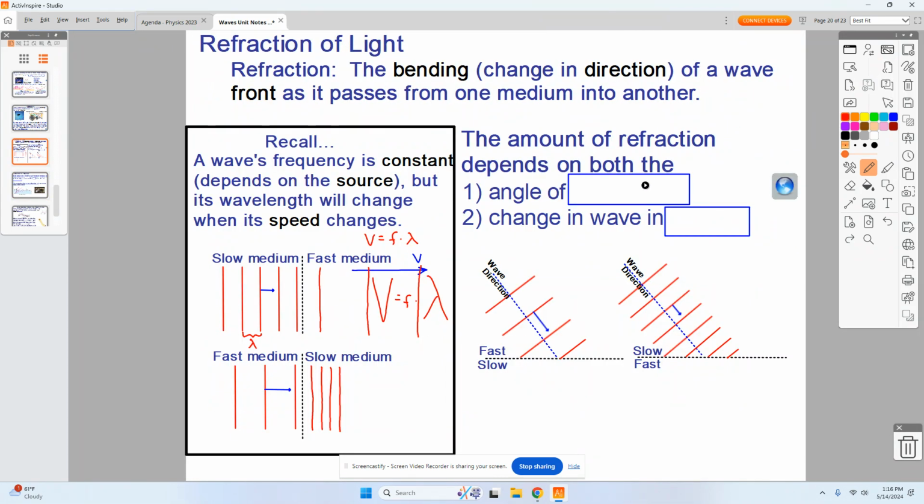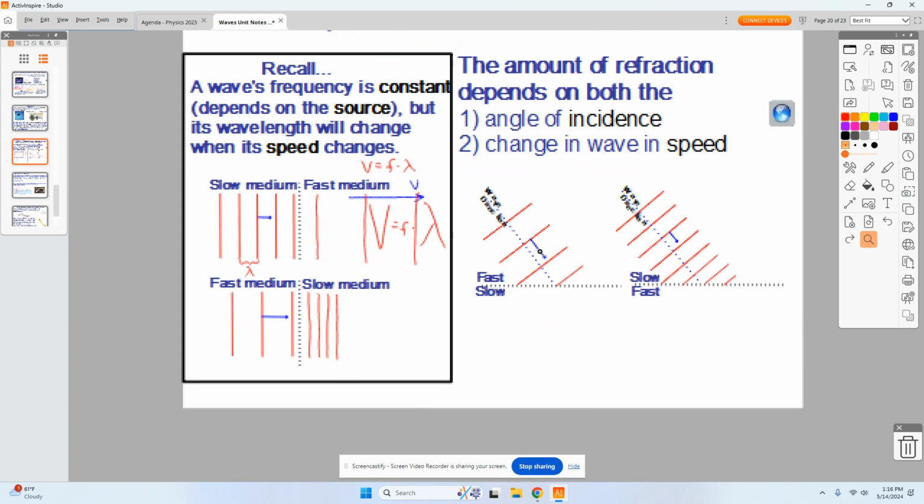The amount of refraction depends on two things. What is the angle at which it comes in? That's the angle of incidence. And also, how much does the wave change its speed? The speed is going to change from one medium to the next, so how much it bends depends on those two things.